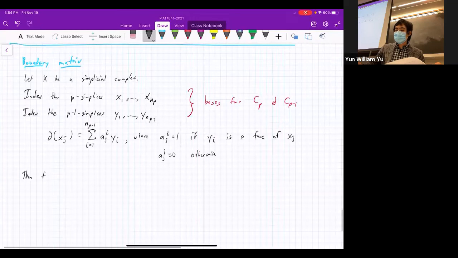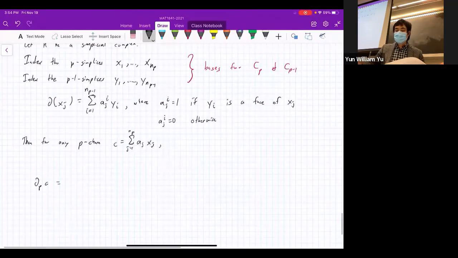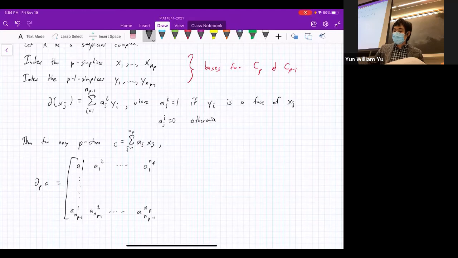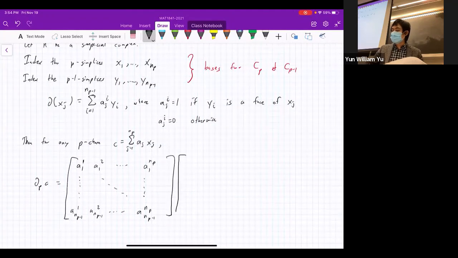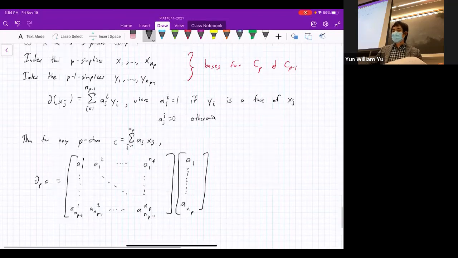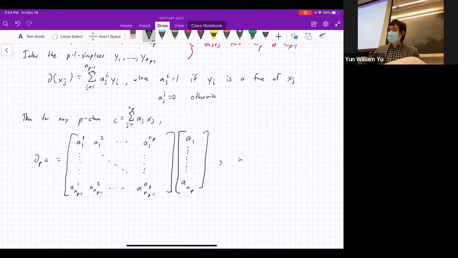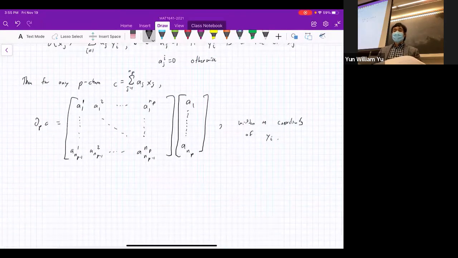And so then for any p-chain, since now we can say this for all p-simplices, that defines it for any p-chain. For any p-chain, let's say c is equal to the sum over j equal 1 to n_p of a_j x_j. We're reusing a, but that has just one index. We know that d_p of c is equal to the matrix with entries a_{11}, a_{12} through a_{1 n_p}, down to a_{n_{p-1} 1}, a_{n_{p-1} 2}, through a_{n_{p-1} n_p}. Okay, just all the coefficients as you'd expect, times, of course, the vector which corresponds to c in C_p. And then the output of this is written in coordinates of y_i. And now we have a matrix.